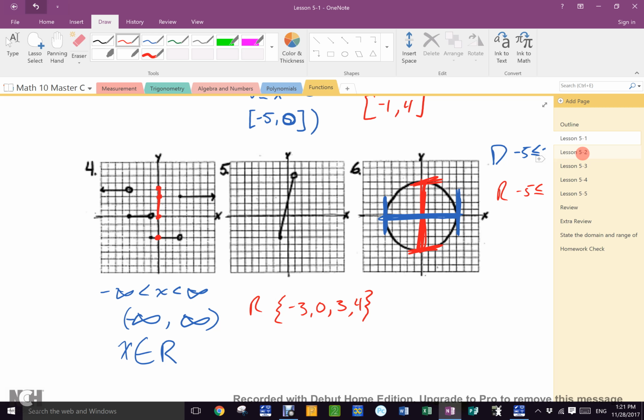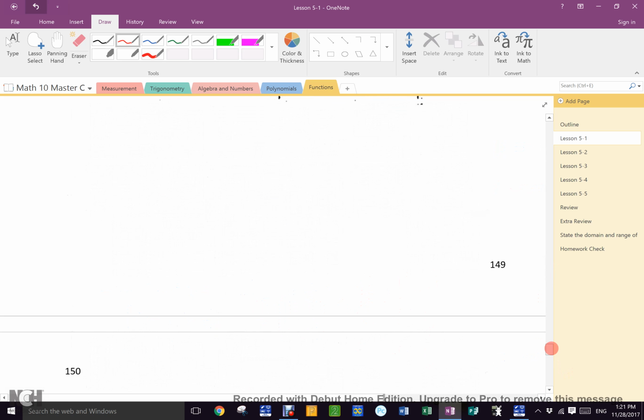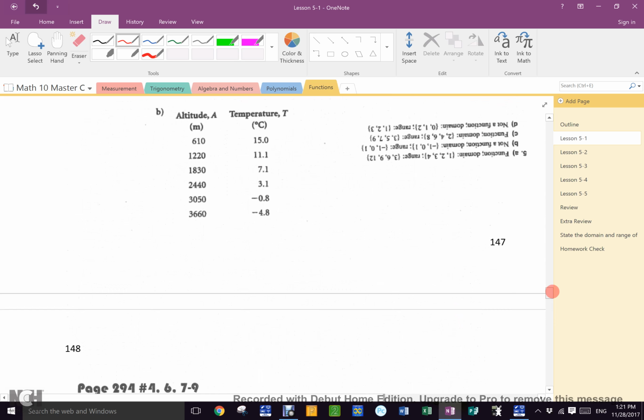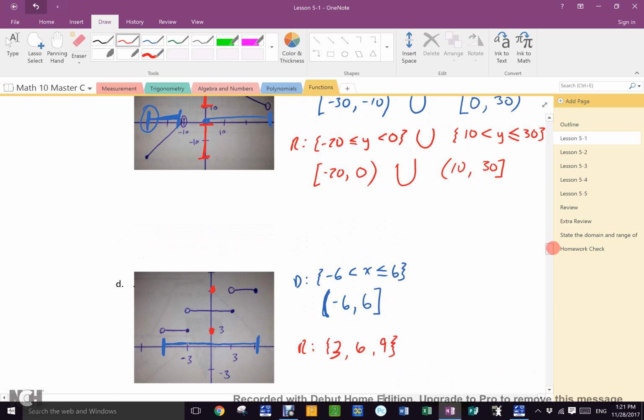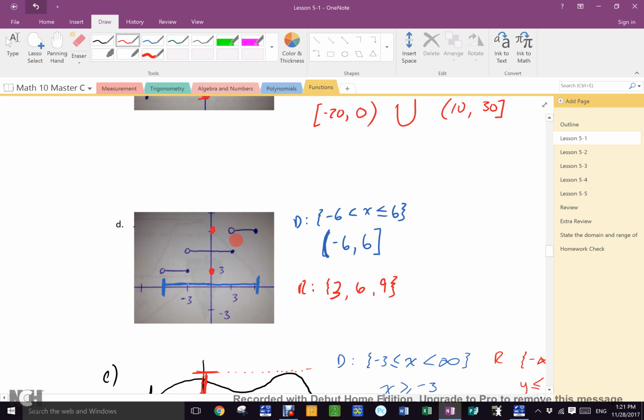I have an answer. So why is that not like the letter, on 146? 146 right here. Which letter? D. It was like that. See? 3, 6, 9 for range. And domain only went from that spot to that spot. If, Giovanna, this had an arrow there and an arrow there, then this would have been infinity to infinity.